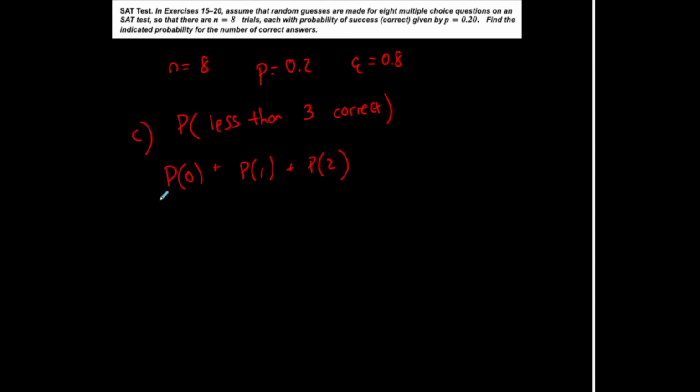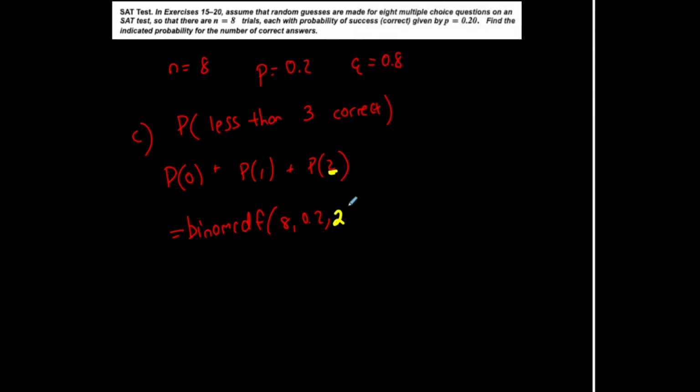So since I want to add up multiple probabilities rather than doing binom PDF again for each one of these, I'm going to use my binom CDF. N is 8, P is 0.2, X is going to be the last thing that I want to add into that. If I'm using CDF, cumulative, it's going to add it for me, right? Don't forget that.